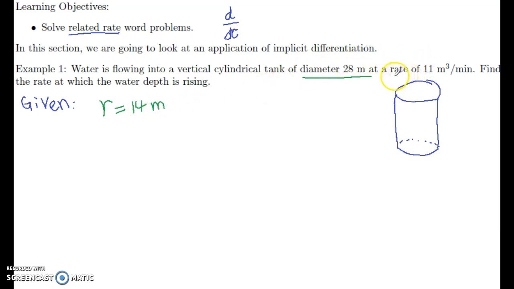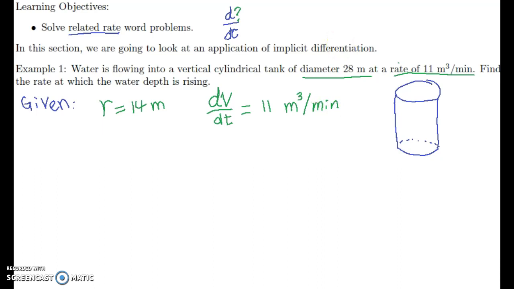We know the rates. Water is changing at a rate of 11 cubic meters per minute, and we need to pay attention to the unit because it's telling us what is changing. Because it's cubic meters, we're talking about dV, the volume changing with respect to time. Anytime we're talking about rate, it's always d something over dt. In this case, it's the volume, and it's changing at 11 cubic meters per minute.